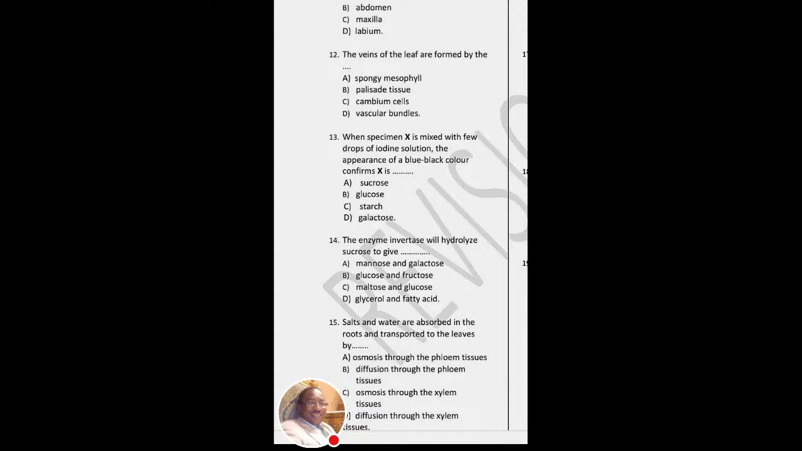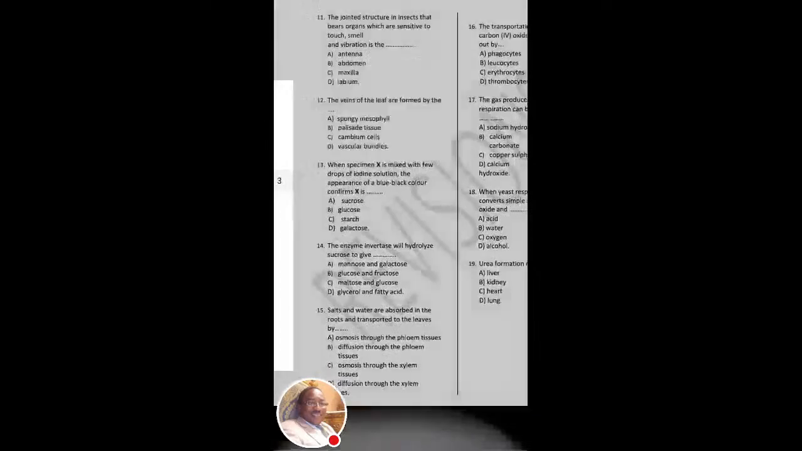Let's focus on C and D. Since we are dealing with water and roots and then transportation to the leaves, the major answer is going to be option C. The answer now is osmosis through the xylem tissue, not diffusion, because we are dealing with water here and roots and also the leaves. So the more correct answer is osmosis through the xylem tissue, okay?